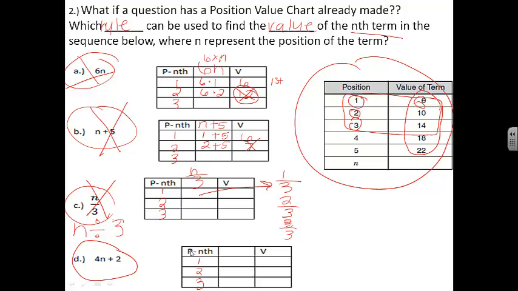Okay, now 4n plus 2. Ooh, I wonder if this is right. Okay, yes, it's probably the right one. Okay, so here's my rule. 4 times n plus 2. Got to remember this means multiply.